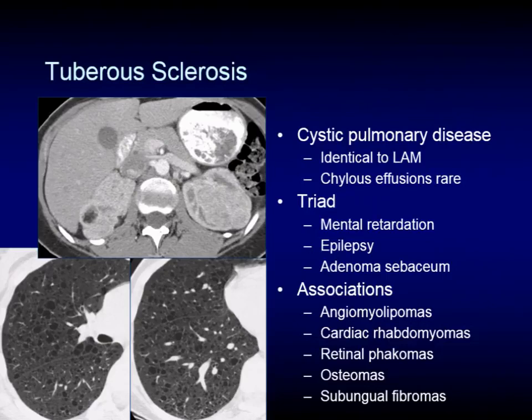So tuberous sclerosis can also give you cystic pulmonary disease that's identical to LAM, with the exception of the chylous pleural effusions. The triad, as you all know, associations or other ectodermal issues: angiomyolipomas, cardiac rhabdomyomas, retinal phakomas, osteomas, and subungual fibromas. And again, when you look at the lung disease pattern, it looks identical to LAM.